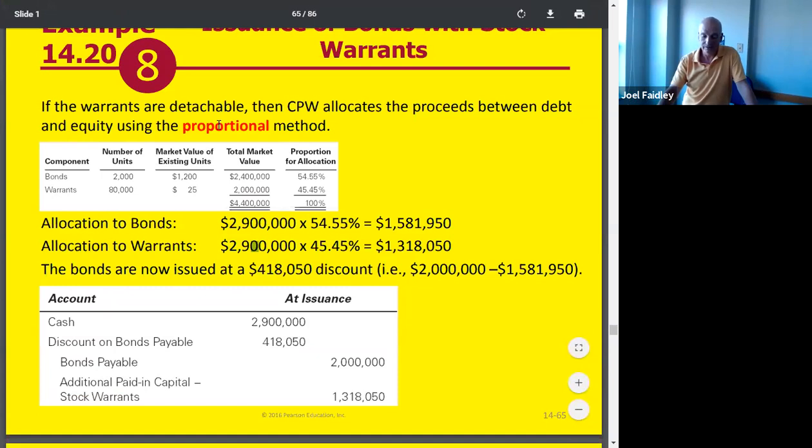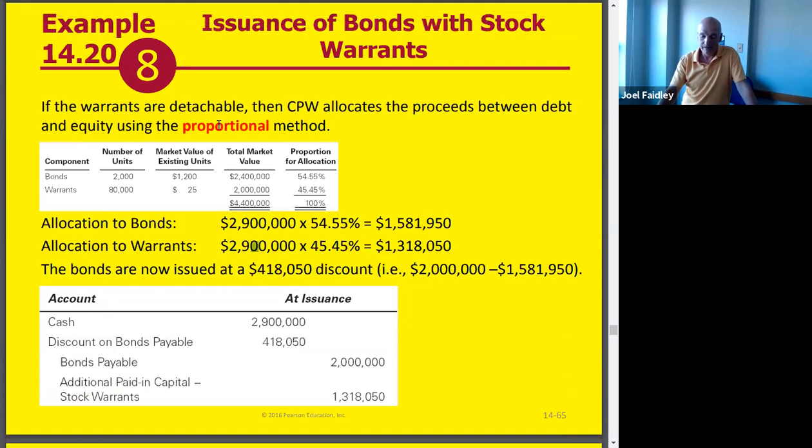How do you calculate it? Well, they show you here. The $2 million, minus 1,581,950, which is allocated to the bonds. Face value minus the allocation to the bonds tells you that it's got to be 418,050. But you can use that. The simple way is to use that as your plug number. That's the proportional method. And that's necessary at times.